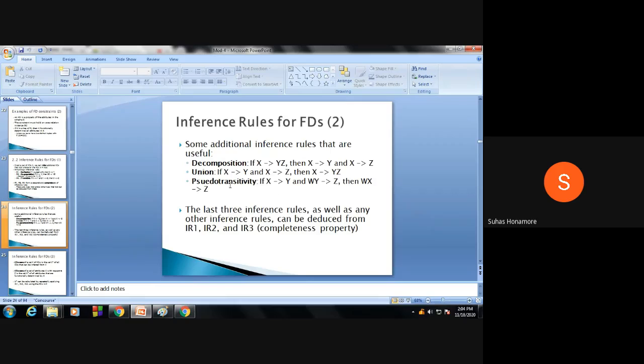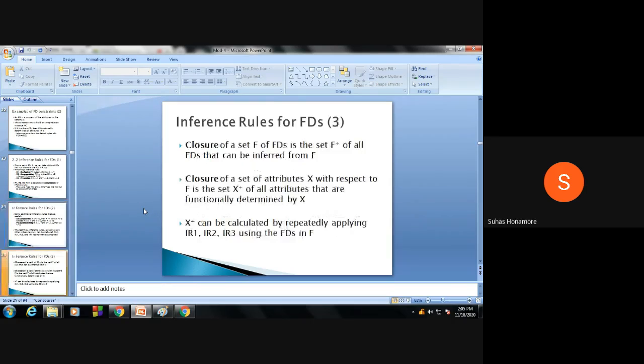Then pseudo transitive. Here x to y is there, and wy to z is there. Whatever y is there, instead of that y I'll write x. Here wy together can derive the z, and y is already derived from x. So instead of y I will write x here, so wx to z I can derive it. So these are the additional inference rules.